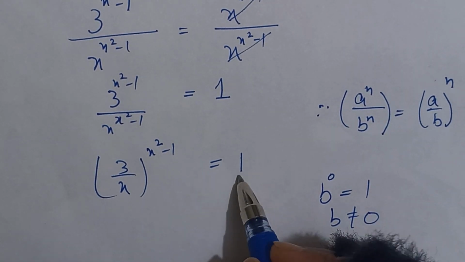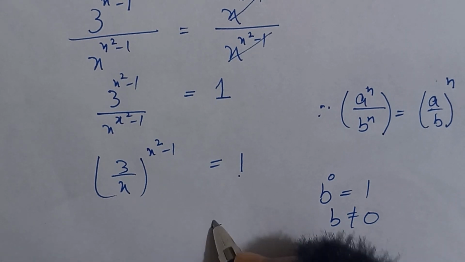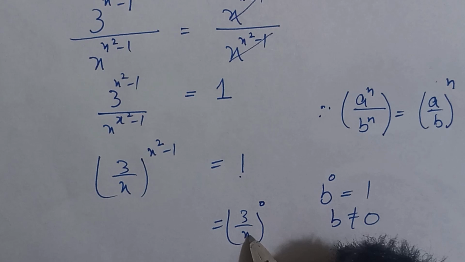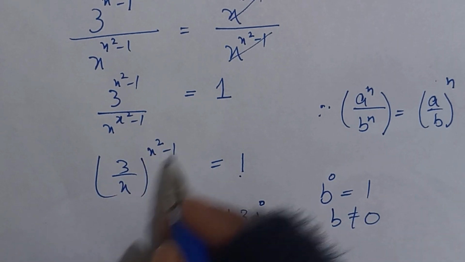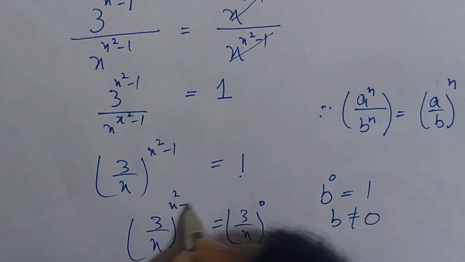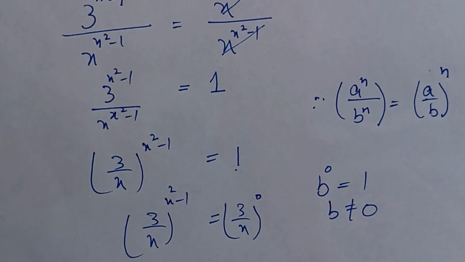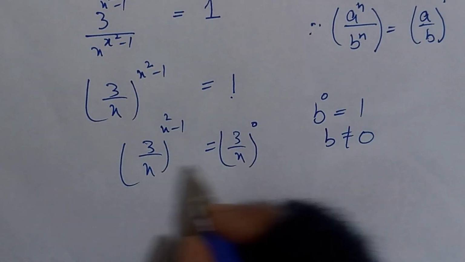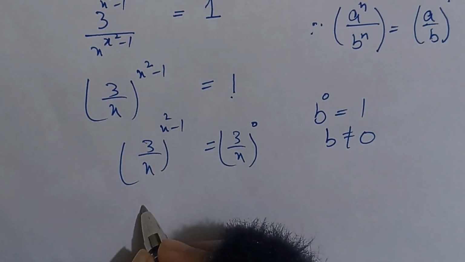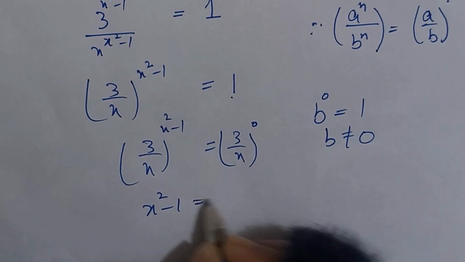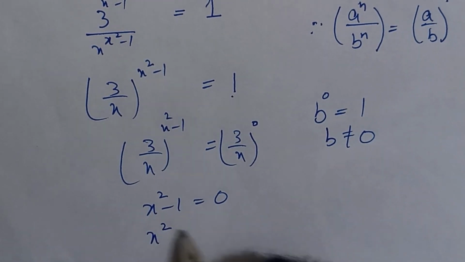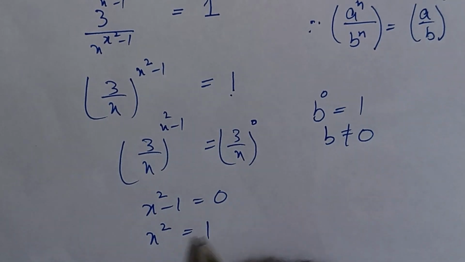So this implies we can write this 1 as 3 over x raised to the power 0. It's also equal to 1 using this property. Now the left hand side is 3 over x raised to the power x square minus 1. And in the next step, we notice that the base is the same, so we compare their exponents. So we get x square minus 1 is equal to 0. Now if we add 1 on both sides, then we get x square is equal to 1.